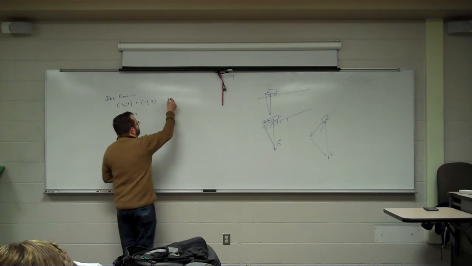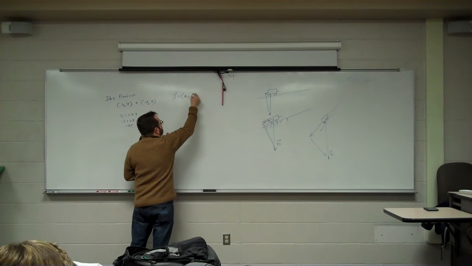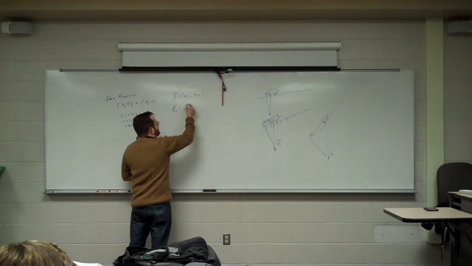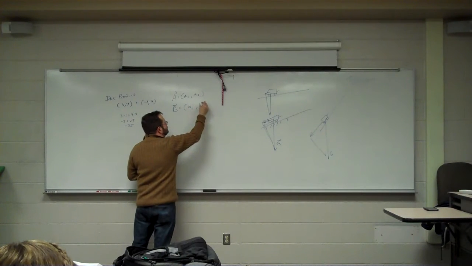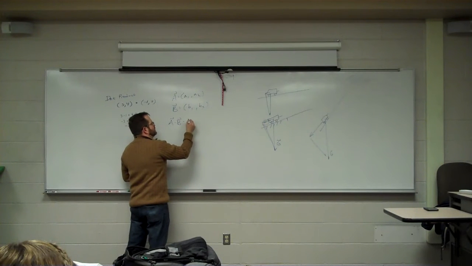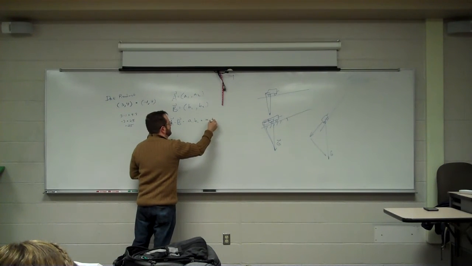In other words, if you've got a vector A that is A1, A2, and you've got some vector B that's B1, B2, the dot product of A and B is just A1 B1 plus A2 B2.